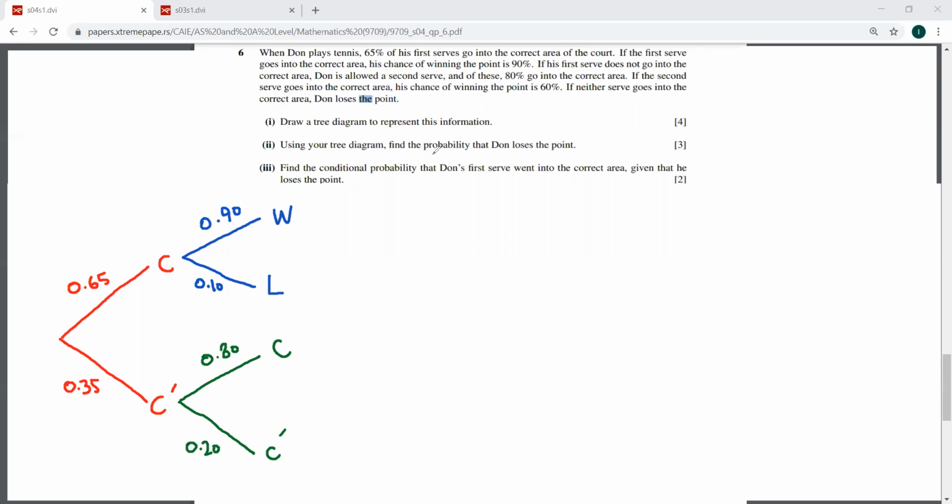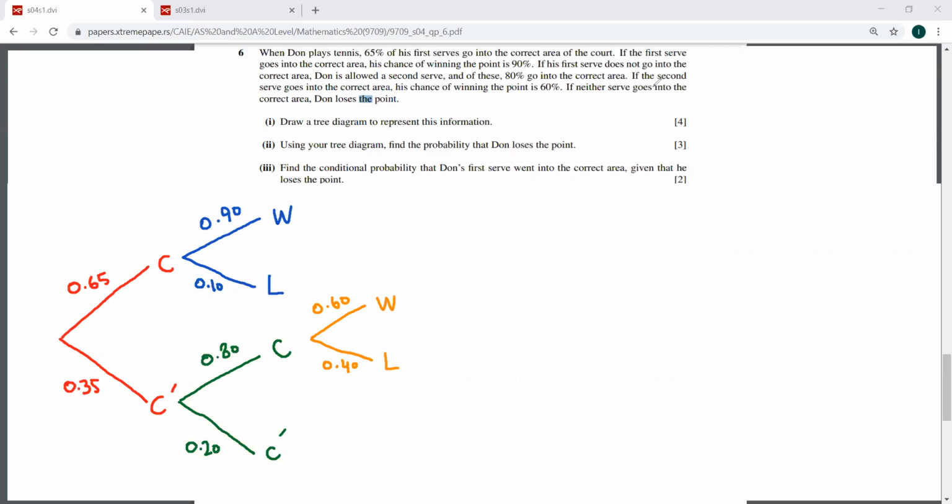Then it says, if the second serve goes into the correct area, his chance of winning the point is 60%. So here winning is 0.60, and losing is obviously 0.40. Remember, the sum on these branches should be 1. So it's just giving you one probability; the second you have to get yourself by subtracting it from 1.